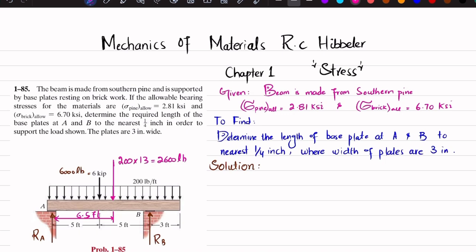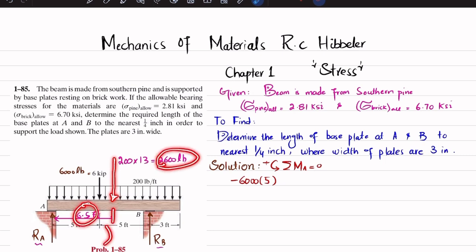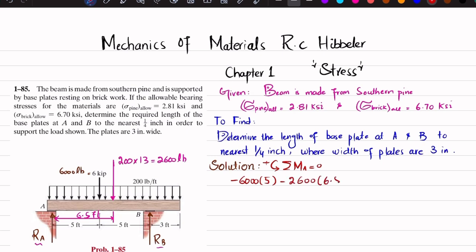Now you'll apply the equations of equilibrium in order to find this RA and RB. So what will be the equation of equilibrium? The first equation of equilibrium is that the sum of all moments about point A is equal to 0, taking the counterclockwise moment as positive. About this point A, the first moment will be due to this 6 kip or 6,000 pound load, and the perpendicular distance is 5, and this is producing clockwise moment, so it will be negative. So I will write minus 6,000 into 5. The second moment is due to this load, and this is 2,600, and the perpendicular distance is 6.5, and this is producing clockwise moment, so it will also be negative. So I can write minus 2,600 multiplied by 6.5.